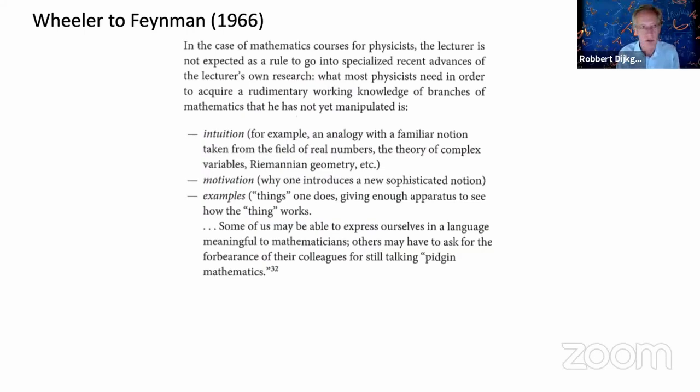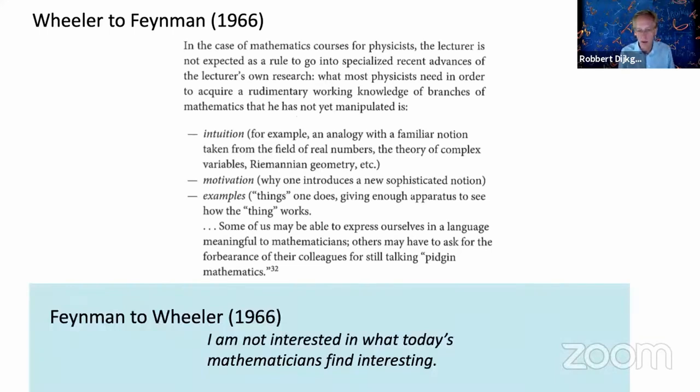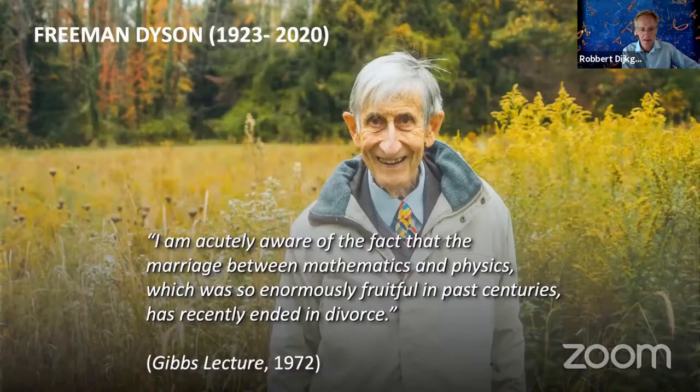There's a famous episode, we'll see them soon, John Wheeler and Richard Feynman. John Wheeler was organizing a meeting of mathematicians and physicists in 1966, and he invited Feynman to come and talk to the mathematicians about what physicists were doing, and this was part of his letter of invitation, trying to get us to express ourselves in the language meaningful to mathematicians. So he was really trying to do the good thing. And Feynman answered, I think in a one sentence response, I'm not interested in what today's mathematicians find interesting. End of discussion.